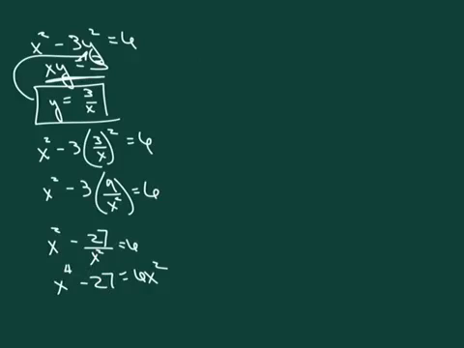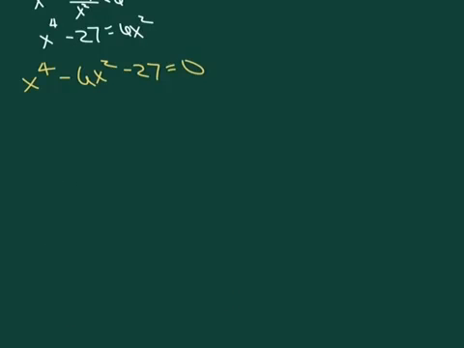And I've got this. Alright, so I'm going to rewrite this as x to the 4th minus 6x squared minus 27 equals 0. Okay, so notice how I moved everything up. And this right here in yellow is our final answer. And remember, this is old stuff.